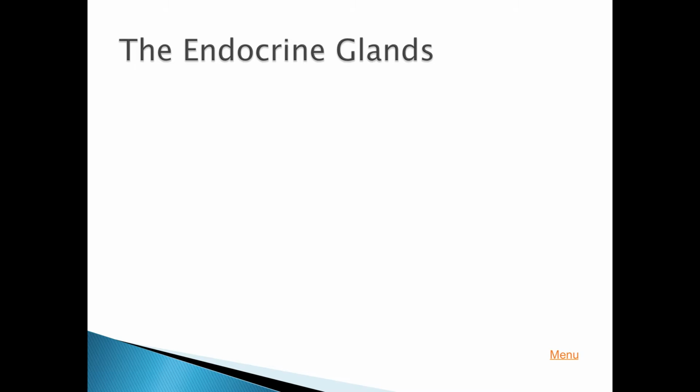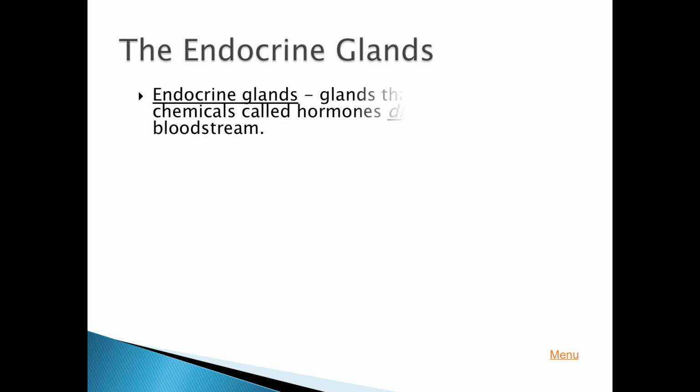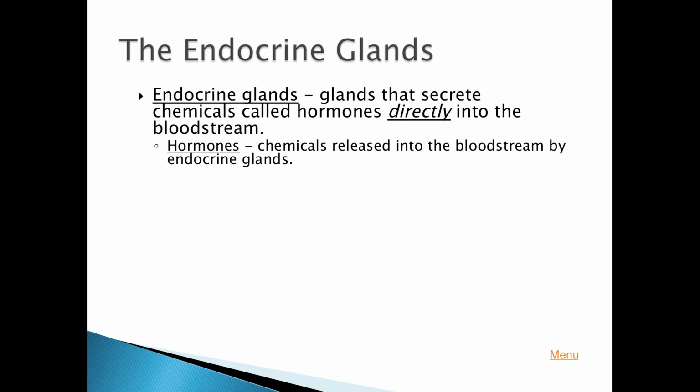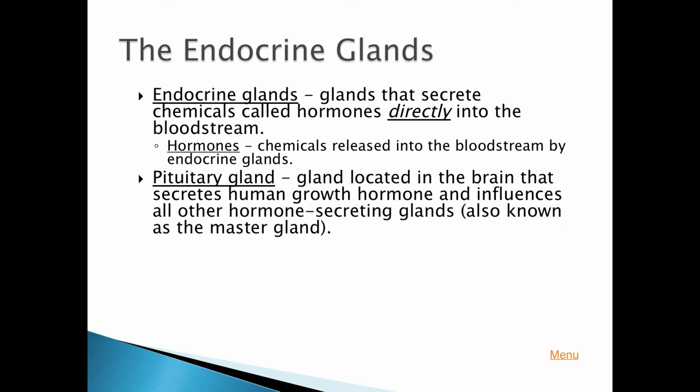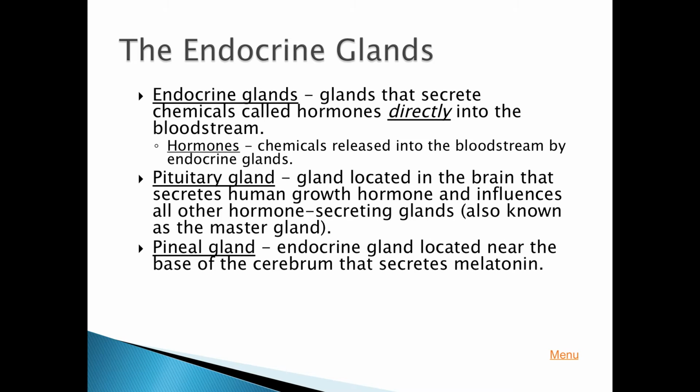Okay, the endocrine glands. So back to what's happening with a lot of the chemical connections here. The endocrine glands are glands that secrete chemicals, what we call hormones, directly into our bloodstream. So hormones are these chemicals that, when released into our bloodstream, cause a whole range of things for us. They do a wide range of activities. Our pituitary gland is often referred to as the master gland. It is located in the brain and it secretes the human growth hormone. It influences all other hormone secreting glands.